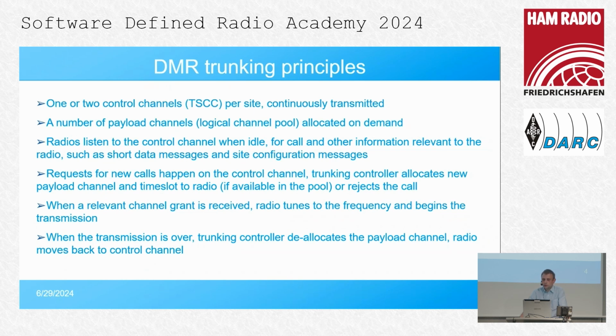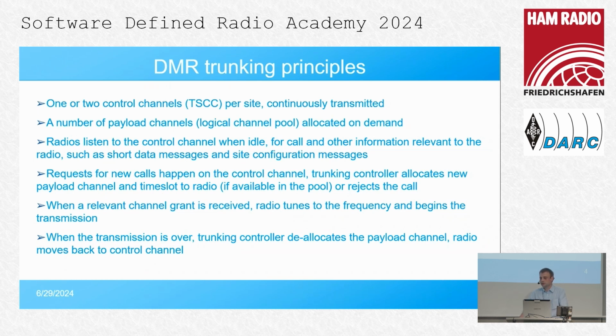When a user radio wants to place a new call on the system, that request will go on the control channel. So basically, when that request is received, the trunking controller will allocate a new payload channel, and not just the frequency, but also a time slot automatically based on what is available in the pool of logical channels. Or in case there are no logical channels free, it will choose to reject the call.